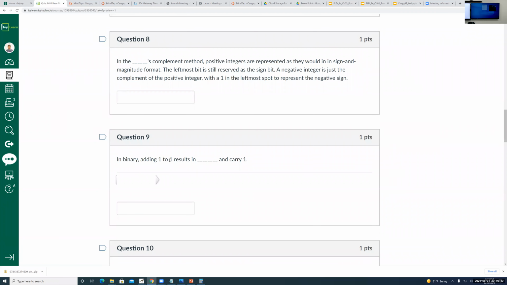Okay, in binary, adding 1 to the 1, what result do you have? 0. Yeah, right. Because you have to come back to 0 and carry 1.